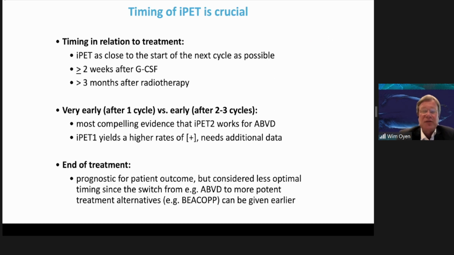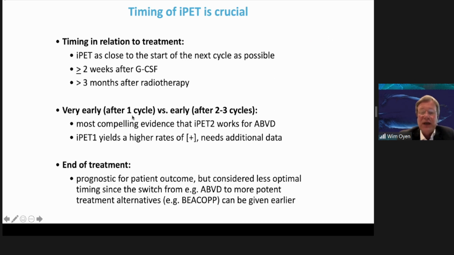The next point I would like to make is that timing of the interim PET is crucial. First of all, the timing in relation to the treatment strategy. It's wise to plan the interim PET as close to the start of the next cycle as possible. Leave 2 weeks between the repeat PET scan and the administration of GCSF. And when you're doing end of therapy assessment, leave 3 months between the conclusion of radiotherapy and the follow-up PET scans. So when should we do the interim PET?